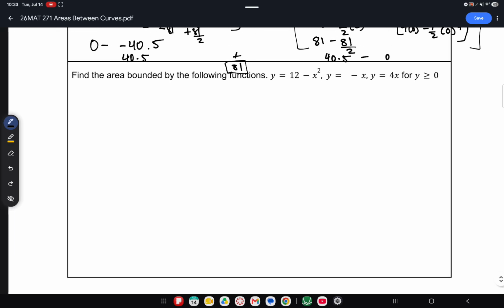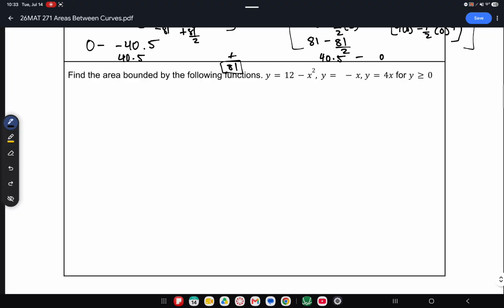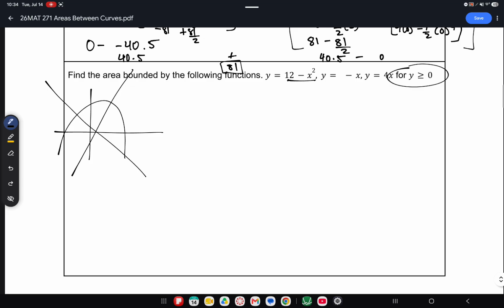All right, what if we have 3 functions? So find the area bounded by the following functions. Y equals 12 minus x squared, y equals negative x, and y equals 4x for when y's positive. Okay, I'm going to do my best to draw. So I have a downward facing parabola. It's going to look something like this. Y equals negative x looks something like that. And then y equals 4x is going to look something like this. So the area bounded by all of them is going to be this chunk here.